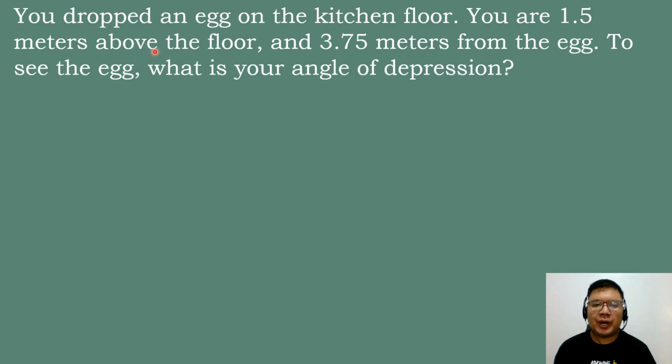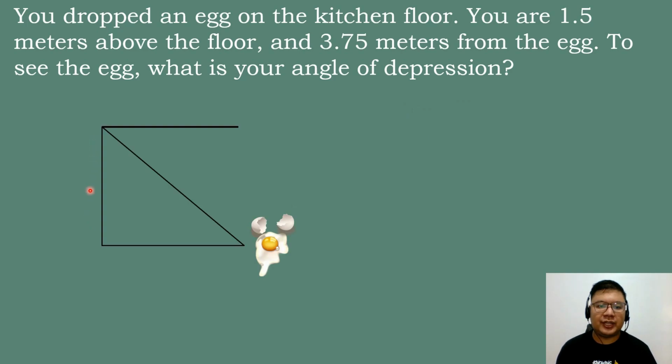So let's have our last example. You drop an egg on the kitchen floor. You are 1.5 meters above the floor and 3.75 meters from the egg. To see the egg, what is your angle of depression? So let's illustrate our problem. So you are 1.5 meters above the floor, and then the distance between you and the egg is equal to 3.75 meters, and we are looking for the angle of depression.